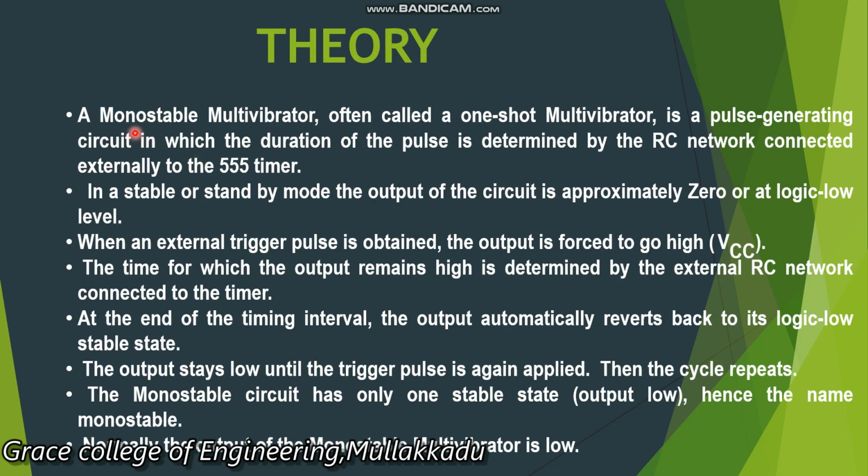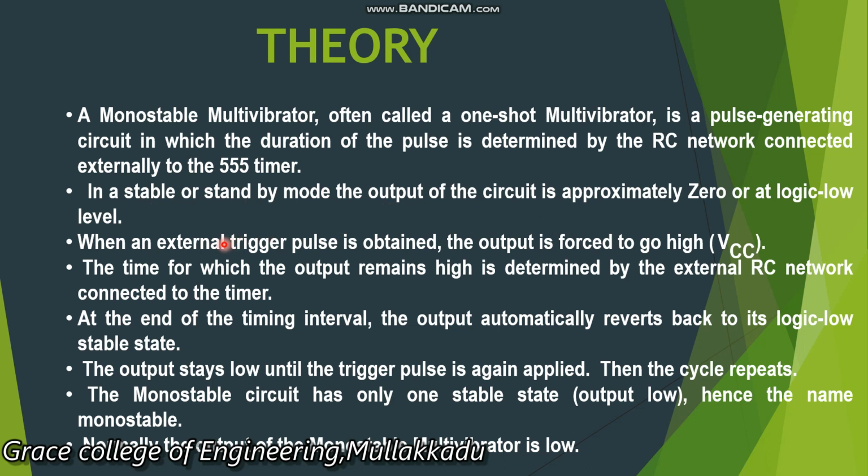First, we are going to see about the monostable multivibrator. Monostable multivibrator is called one-shot multivibrator or pulse generator. It generates an output as a pulse waveform. The duration of the pulse is controlled by the RC network. It has two states. One is the stable state, and in the stable state the output of the circuit is zero.